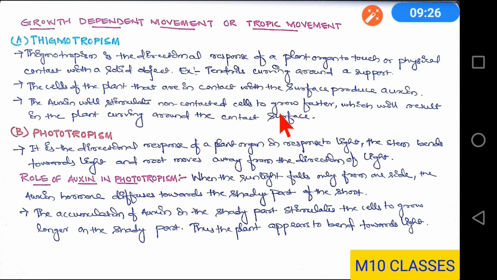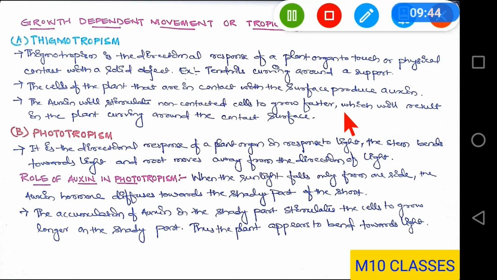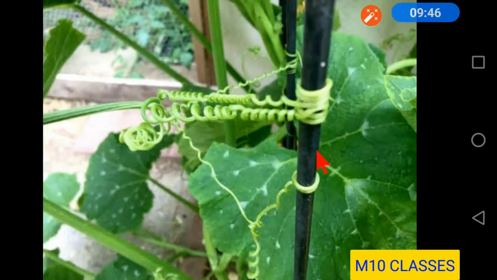Now, the cells of the plants that are in contact with the surface produce auxin. The auxin will stimulate the non-contacted cells to grow faster, which will result in the plant curving around the contact surface. Now see, this is the support and these are the tendrils which are curved around it. So whenever the tendrils touch this solid object, then the auxin, which is present in the non-contacted cells, promotes growth, due to which it curves around the solid support.